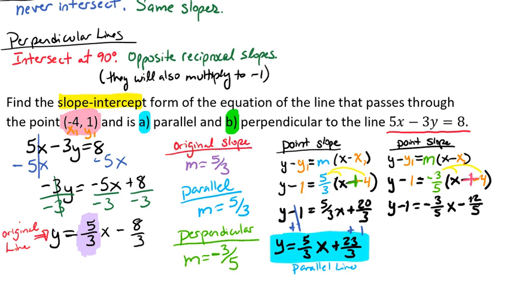Then we're going to finish solving by adding 1 to each side to get the y by itself, and we're going to finish with a final answer of y equals negative 3/5 x minus 7/5.